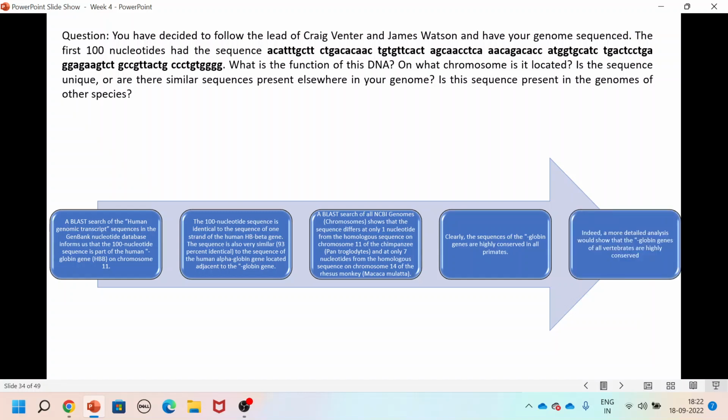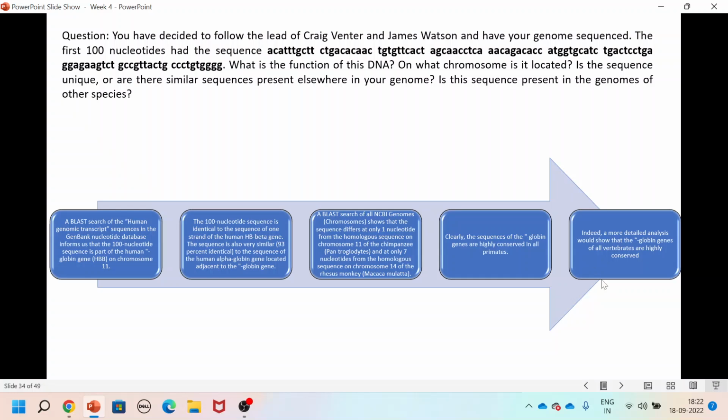We can further expand this study and have a detailed analysis of whether this globin gene is present in other vertebrates or not. By checking the conservation, if this gene is conserved in vertebrates also, we can say that this gene is present in the vertebrates as well.